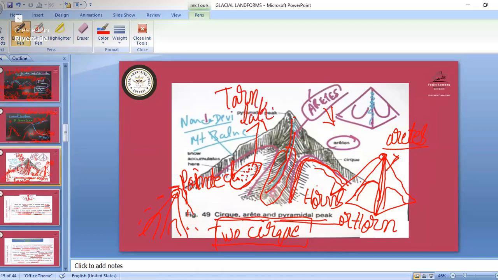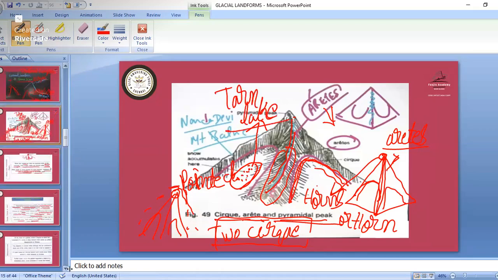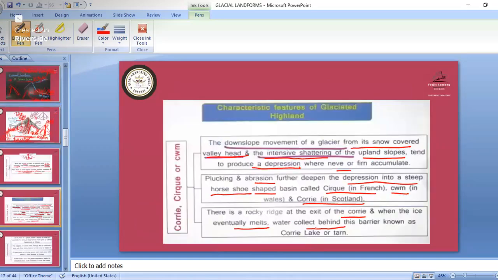Tarn lake. Okay, that lake will be known as what? Tarn lake. Okay, so remember about this particular part also. This barrier is known as what? Quarry lake or the Tarn lake.